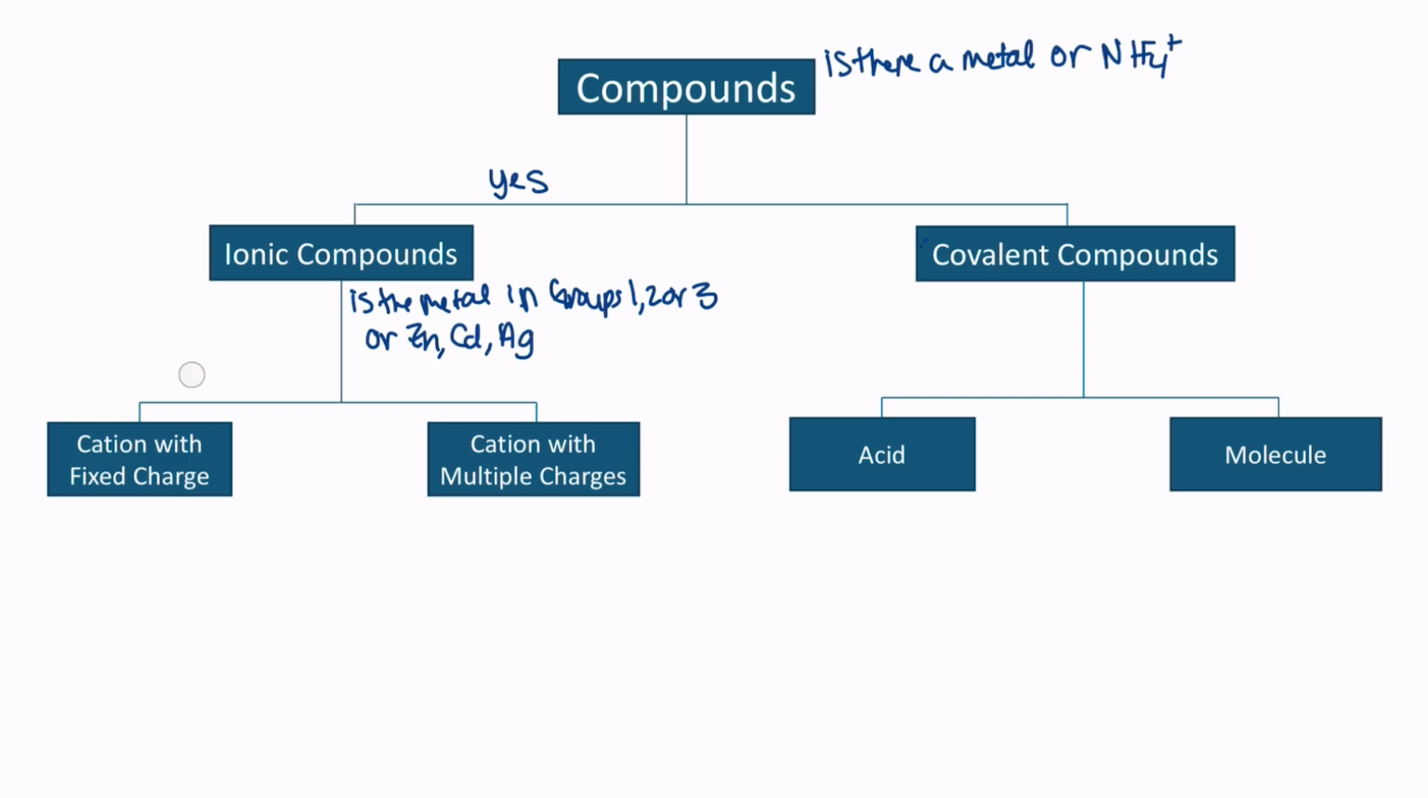So if the answer to that question is yes, that means you have a cation with a fixed charge. And that means you're going to name it by naming the metal plus the anion name. Now, if you have ammonium, which is not a metal, then you'll just name it as ammonium followed by the anion name. Remember, to name a monatomic cation, you take the metal name followed by the word atom or ion. Since this is an ionic compound, we don't want the word ion in it, so we just use the metal name.